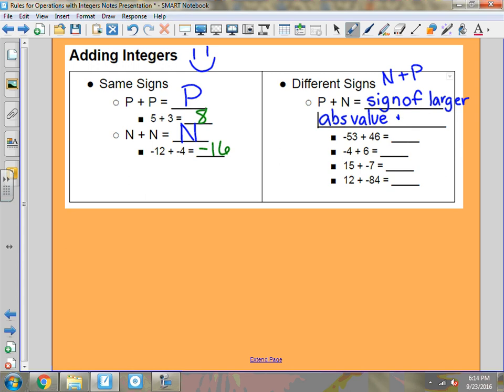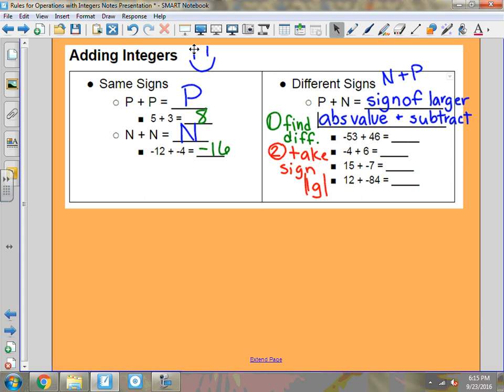and we're going to use subtraction. Basically, we're going to find the difference of the two numbers, which is really pretty simple. So step 1 would be finding the difference. And step 2 is going to be taking the sign of the larger absolute value. So now you have that written down a couple different ways on your paper. And there's my absolute value symbols.